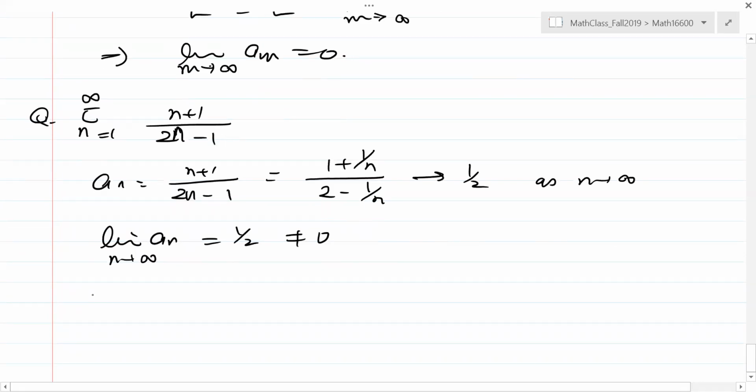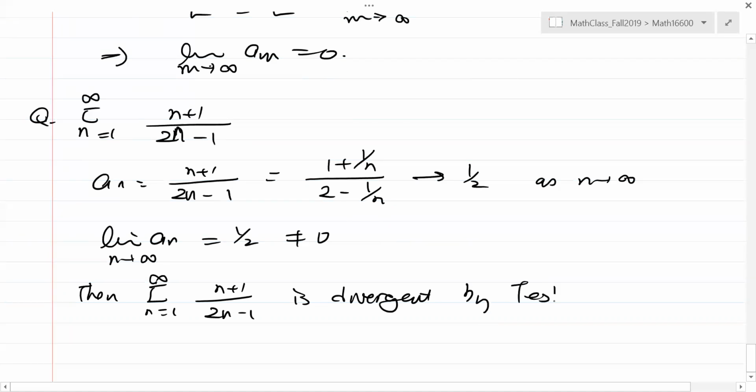So the series, not as a sequence, okay? Then this series is divergent, okay? Why? By the test for divergence, you have to say that. You cannot just say, oh, I see it's divergent. You have to give an argument.